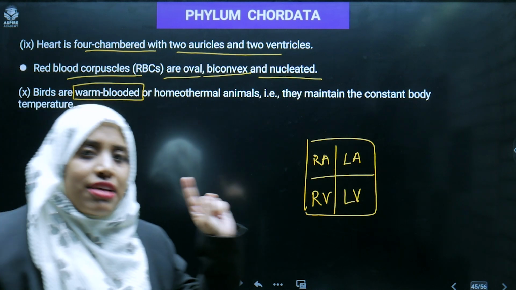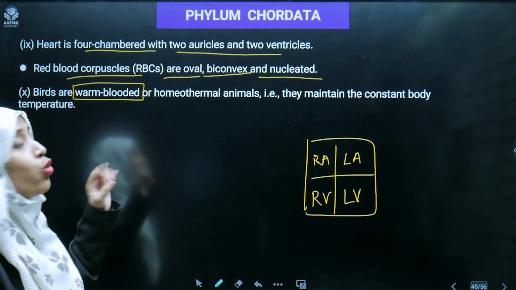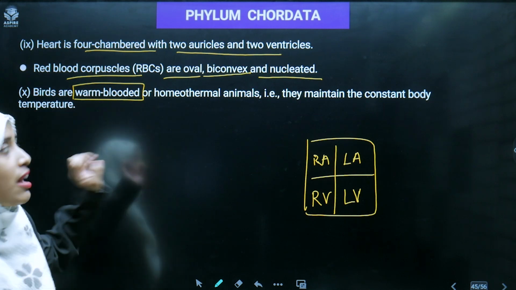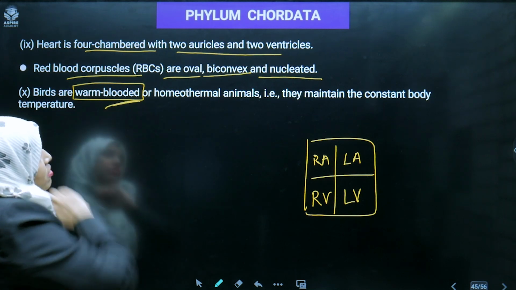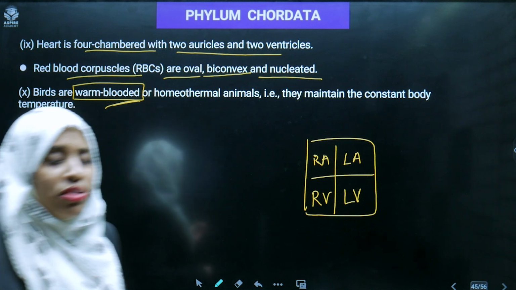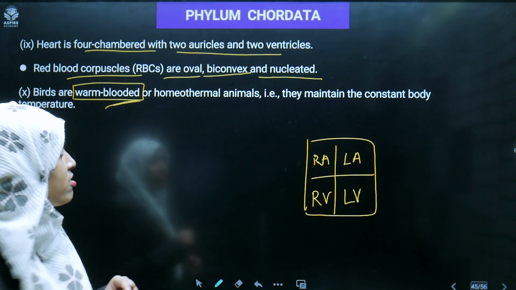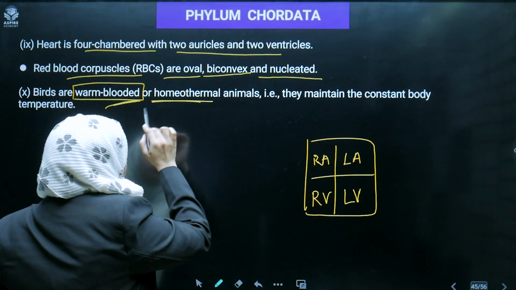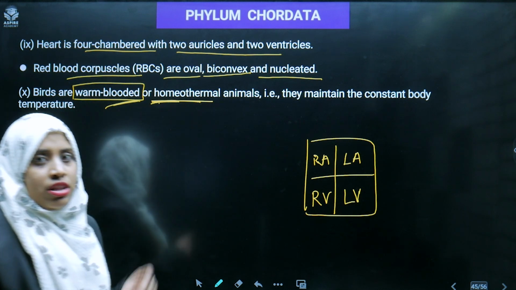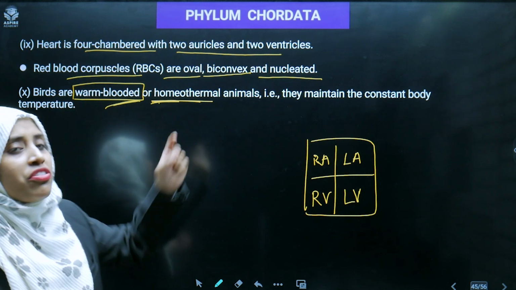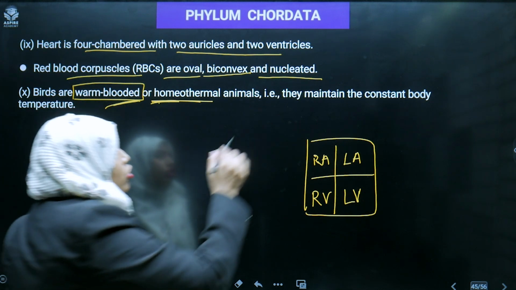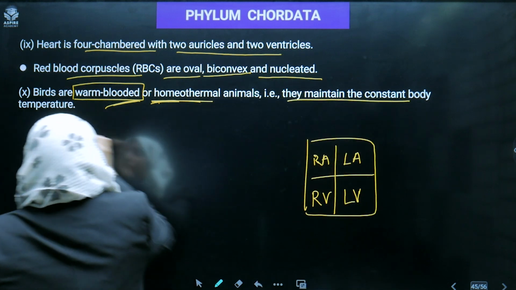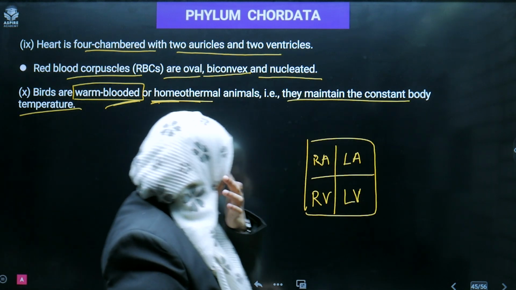Before this, reptiles and amphibians we have seen are cold-blooded, but birds are warm-blooded animals, as the body temperature does not change according to the environmental situation. So they are homeothermal. Homeo means same, thermal means heat. That means the body temperature remains the same. So they maintain a constant body temperature.